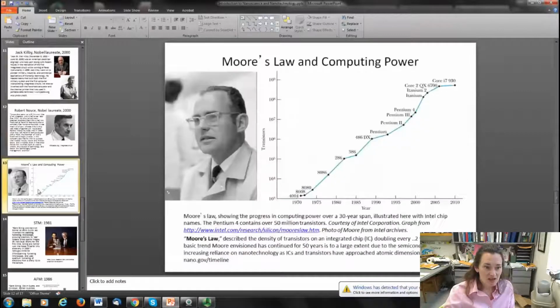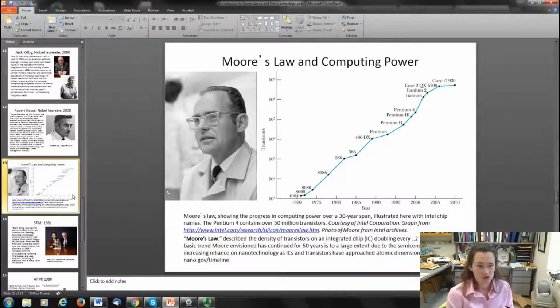Now, speaking of that, here's Moore and Moore's law. So Moore's law is basically the idea that the density of transistors on an integrated chip should double every 2 years. And that's a basic trend that Moore first observed, but then has kept going for about 50 years. And of course, that's due to a large extent to the reliance on nanotechnology and advancement in nanoscience and nanotechnology. So Gordon Moore, also a key founder of Intel.